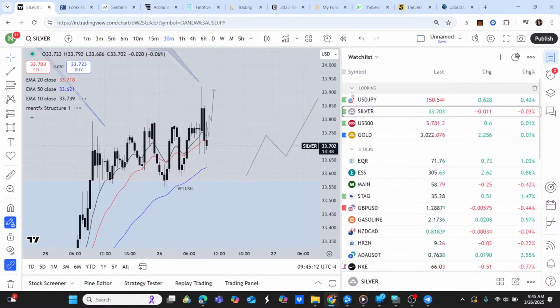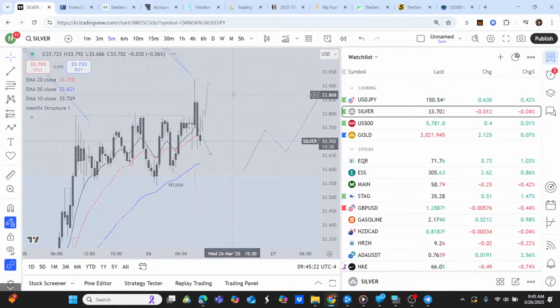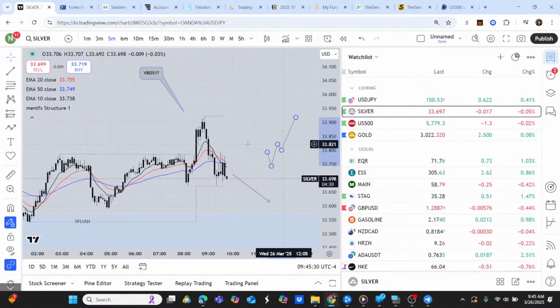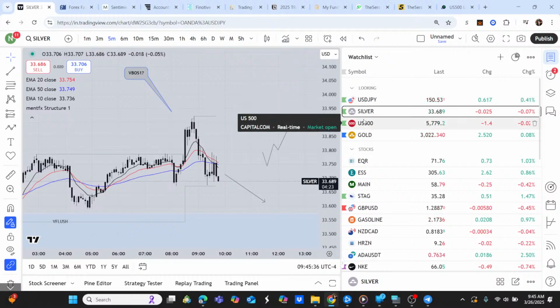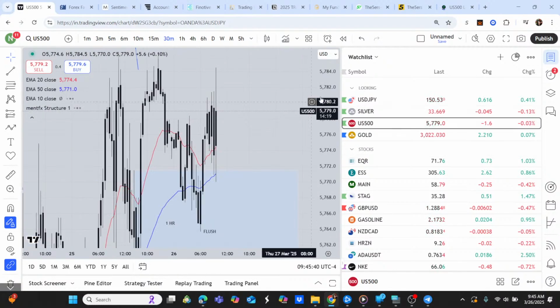My opinion now, I feel like it may just reflush down. May just reflush like that, 'cause now the 5 minute is not really looking good, unless we can start making a clear move higher. Then we just said that US 500 wasn't looking good.